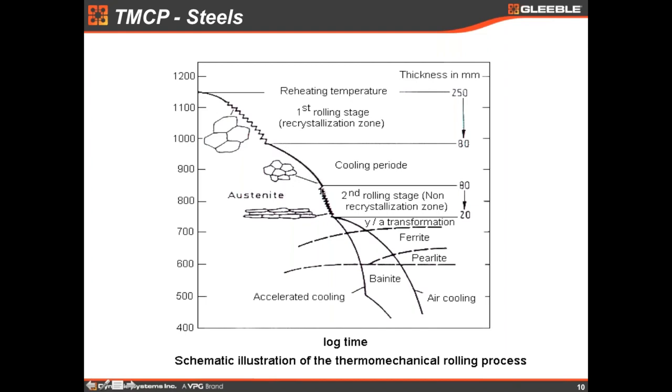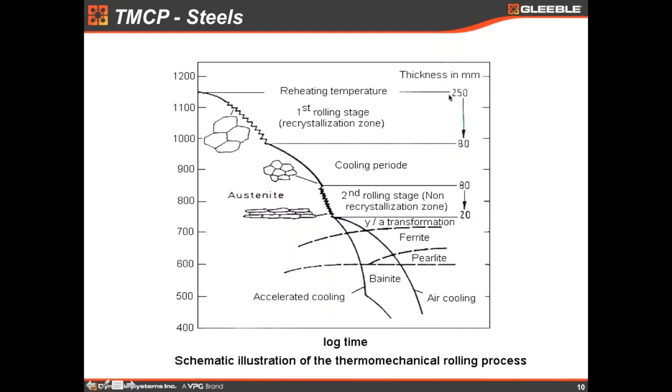And then we have the second rolling stage, that's the finishing. And you have the austenite pancaking and the transformation. If you apply slow cooling rates, you go to ferrite plus perlite. Fast cooling rates, you can go ferrite plus bainite or acicular ferrite. This is the thickness range.